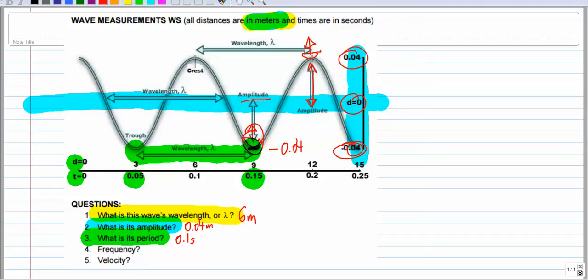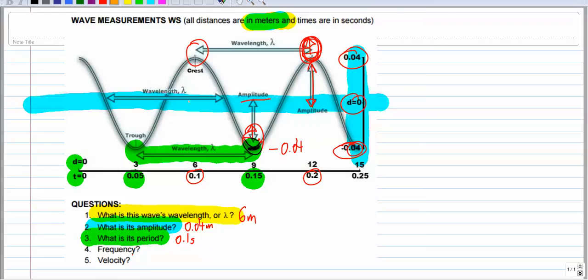And I could have picked this spot up here. If I had picked this spot, that was 0.2, and if I had picked this spot, that's 0.1. From 0.1 to 0.2, that is a difference of 0.1 seconds. So that's how you can get period off of a graph like this one.